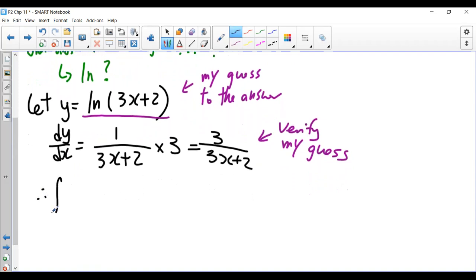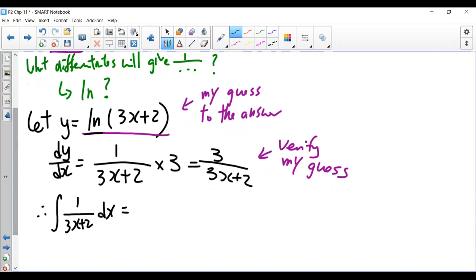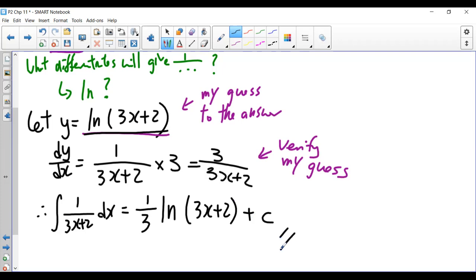the integral of 1 over 3x plus 2 dx equals... Now, if I differentiate ln 3x plus 2, I get 3 lots of 1 over 3x plus 2. I only need 1. Therefore, my answer has to be a third of my guess, a third of ln 3x plus 2 plus c. And that's the final answer.